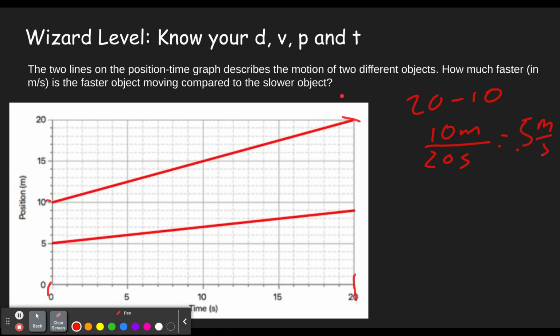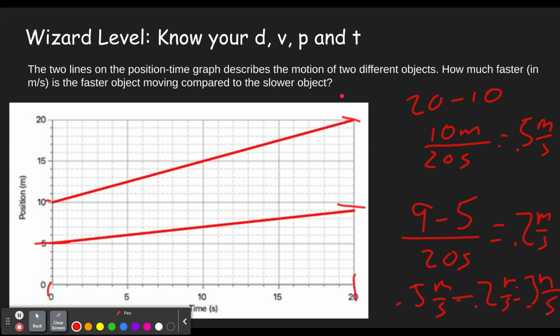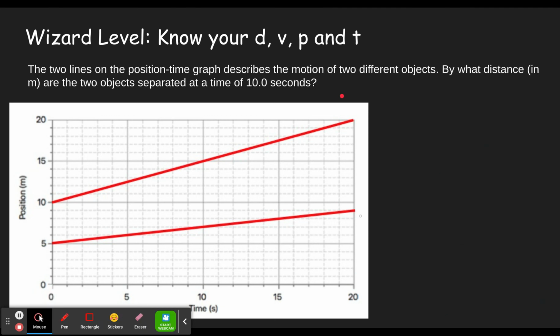The second line here ends up at 9 minus 5, and again 20 seconds. So that's 4 divided by 20, that's 0.2 meters per second. And so then we subtract those, 0.5 meters per second minus 0.2 meters per second, and we get our final answer of 0.3 meters per second. Okay, you just find the two of them, subtract them, and that tells you how much faster one is going than the other. The other is even simpler than that.